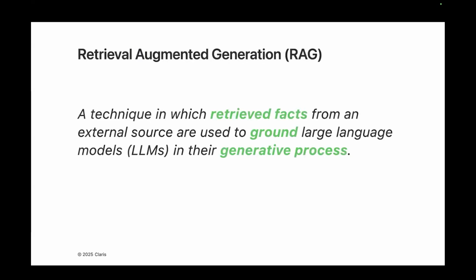So the definition I'm going to go by, because everybody has their own way of defining it, is the one I like the most out of the ones that were out there. Retrieval augmented generation is a technique in which retrieved facts from an external source are used to ground a large language model in its generative process. So again, what's really important here is that we're retrieving information from an outside source, right? So that's the R, right?